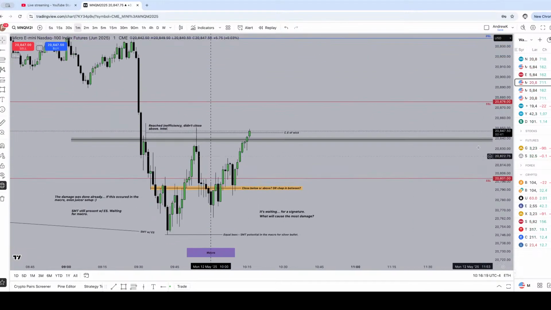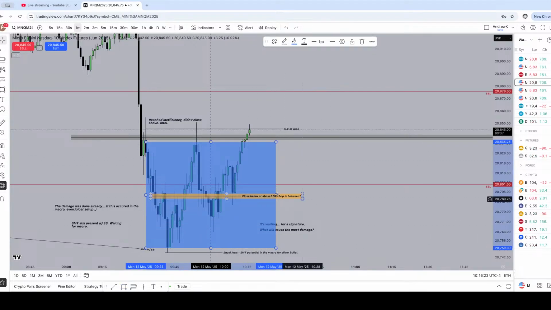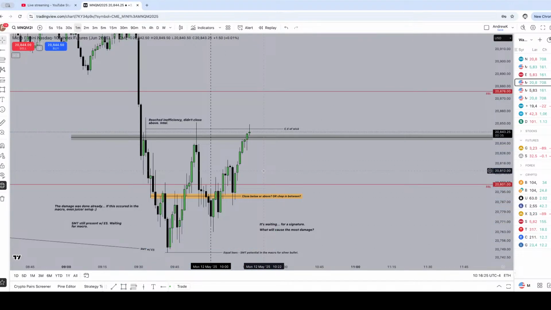Guys, I'm just tape reading. This choppiness, I didn't like. There's nothing in here that says, hey, just go long. This has more to offer than this in here. So we didn't drop back into there. You don't want to chase price. Use that as an order block. Boom. Could enter there. Could have.